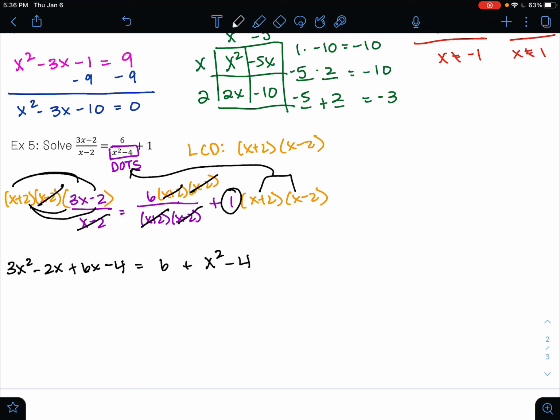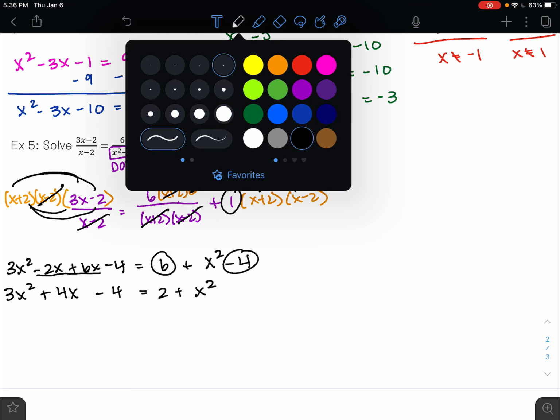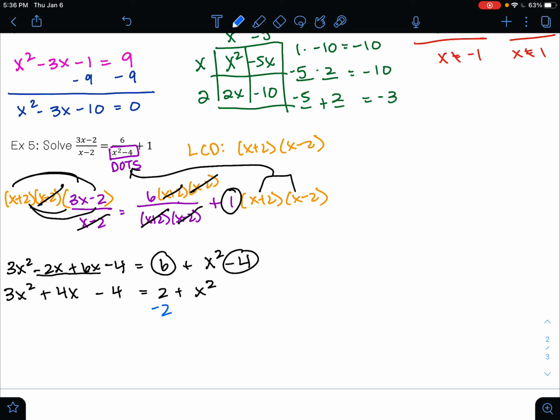So let me go ahead and combine like terms. So I'm going to have 3x squared. Negative 2x plus 6x is positive 4x minus 4. Is equal to 2 plus x squared. Again, I have quadratics. I can see that because my highest degree is 2. So the easiest way to solve a quadratic is by getting everything over to the same side. So I'm going to go ahead and subtract 2 and subtract x squared. So I'm going to have 2x squared plus 4x minus 6 equals 0.